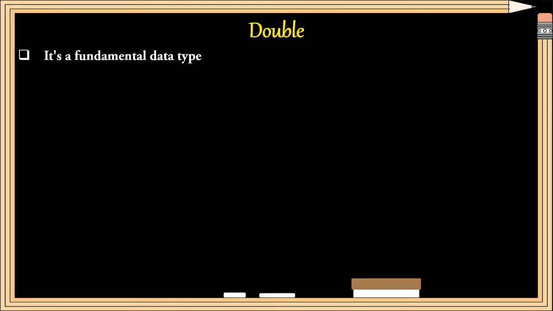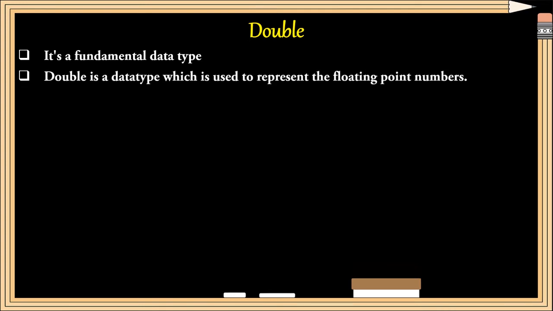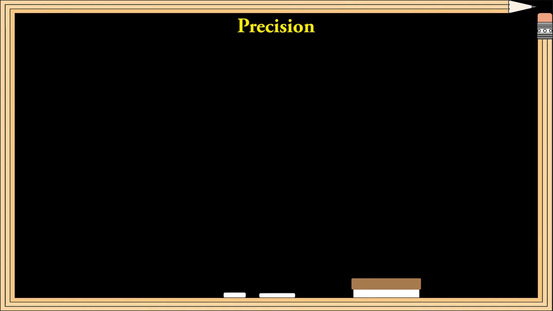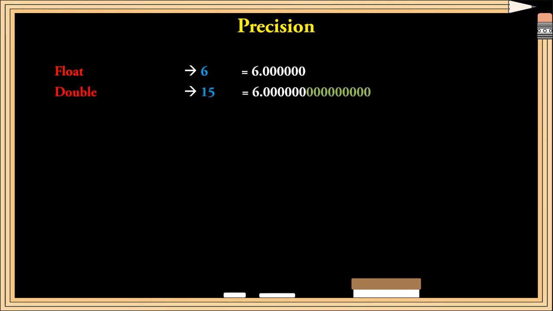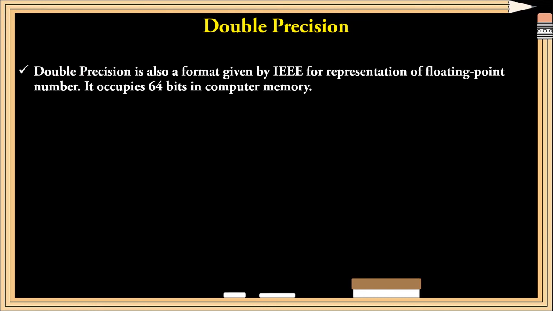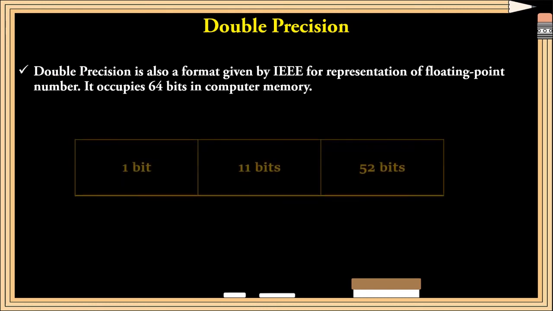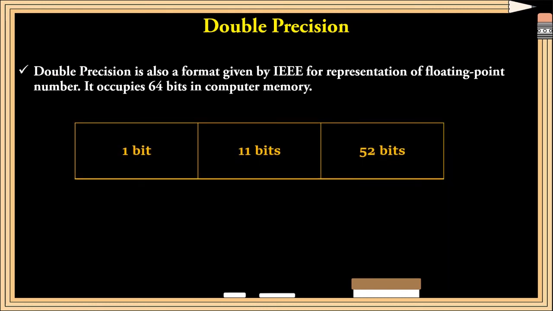Now we will discuss what the double data type is. It is similar to the float data type. It is a fundamental data type and it is also used to represent floating point numbers, but it can store 15 decimal digits of precision, whereas float can store only 6 positions. In the case of double it can hold up to 15 positions. The double data type is represented in double precision format.